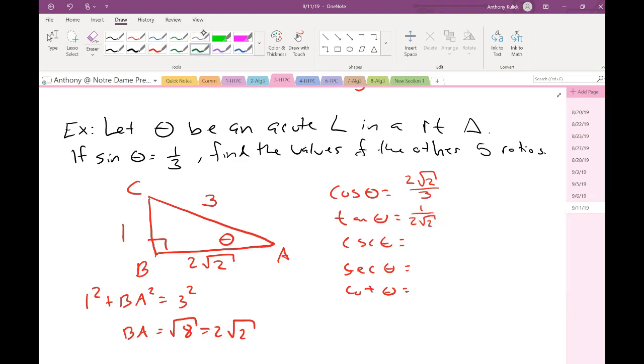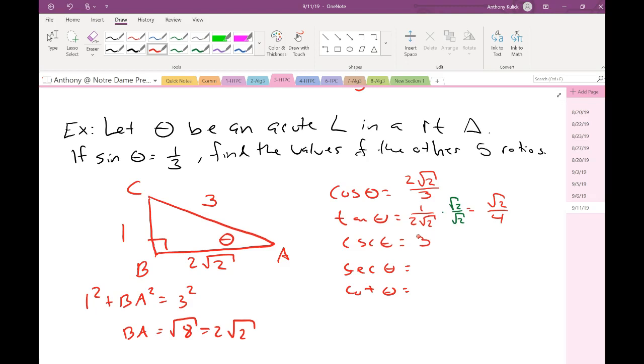What do I need to do to rationalize this denominator? I just need to multiply by square root 2. You can multiply by 2 square root 2, but you have some reducing to do afterwards. When I do that, I just get square root 2 over 4. What is the value for cosecant? 3, right, is the value for cosecant, just the reciprocal of sine.